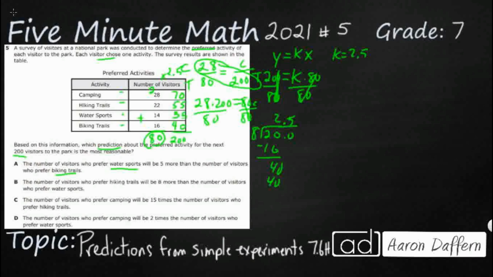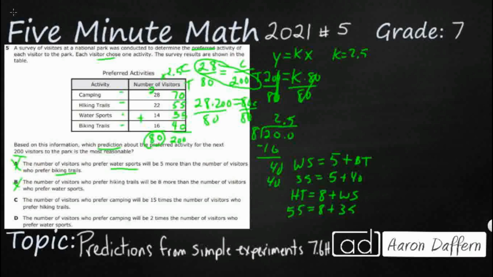Let's start looking. A: the number of visitors who prefer water sports will be 5 more than the number of visitors who prefer biking trails. So 5 plus biking trails. My water sports will be 35, and my biking trails will be 40. No, it's going to be 5 less, not 5 more. B: the number of visitors who prefer hiking trails will be 8 more, 8 plus water sports. So hiking trails will be 55 equals 8 plus my water sports of 35.